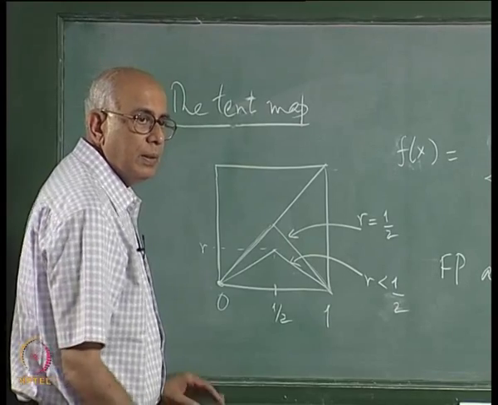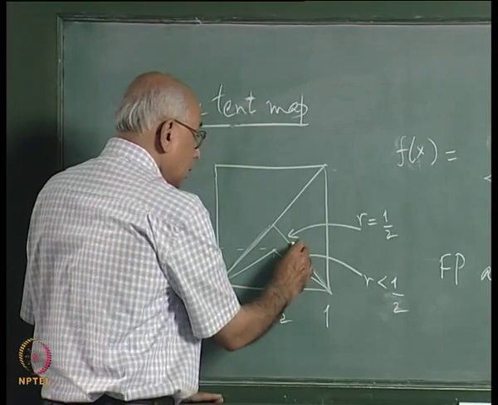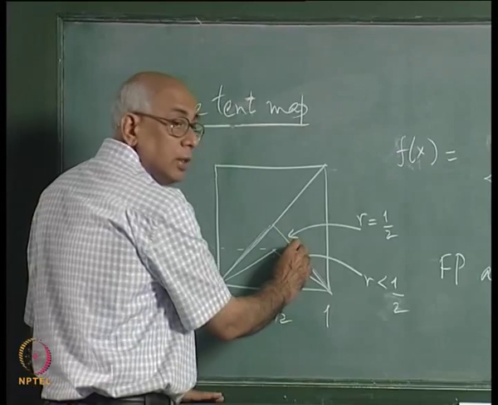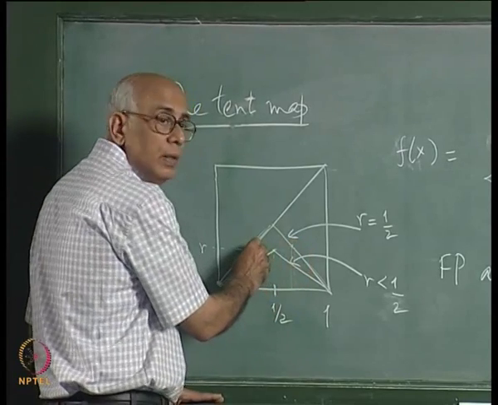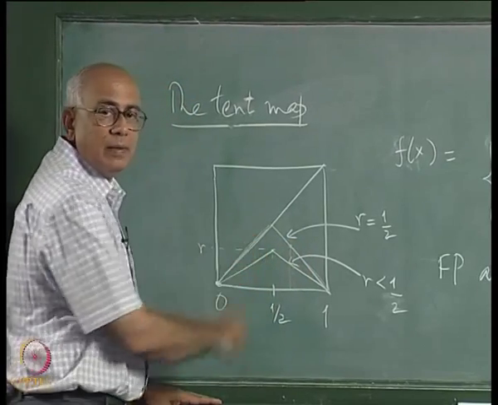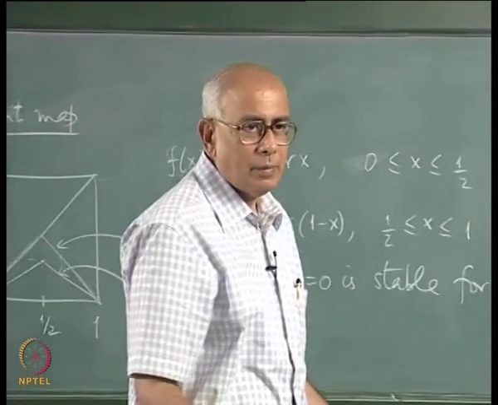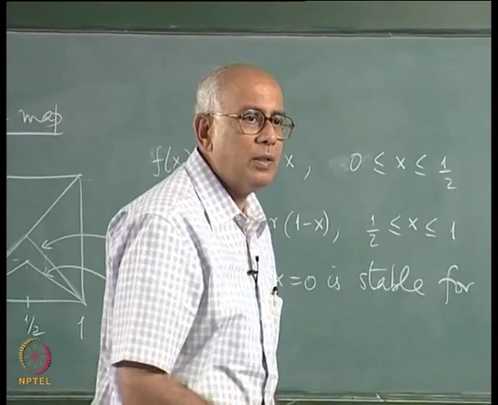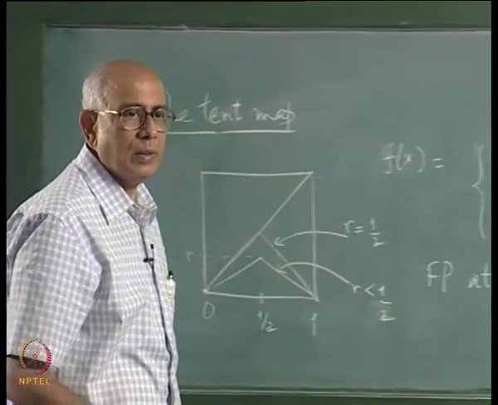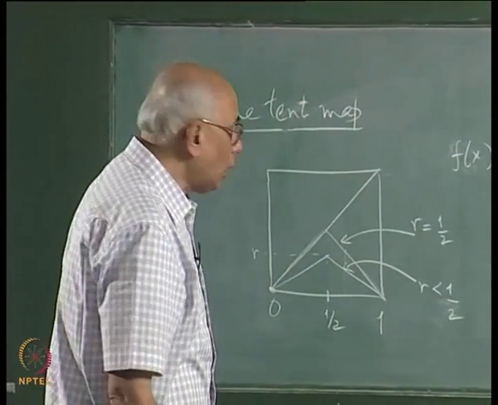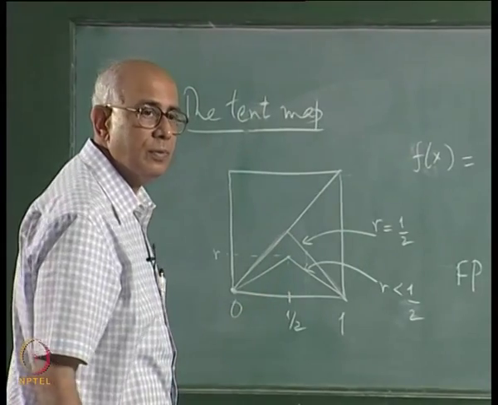What would happen? Well, I'd start here by this staircase construction, and in the next step I'd go here, and that's the end. I stay there. So it's clear that this map is degenerate. The entire set of points from 0 to half is a fixed point, so to speak. And what happens as soon as r exceeds a half?